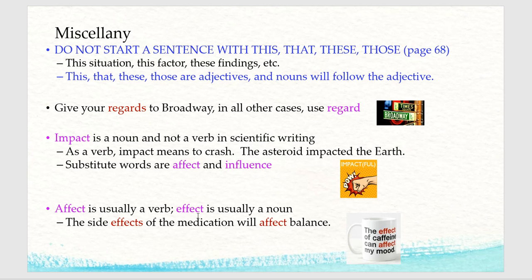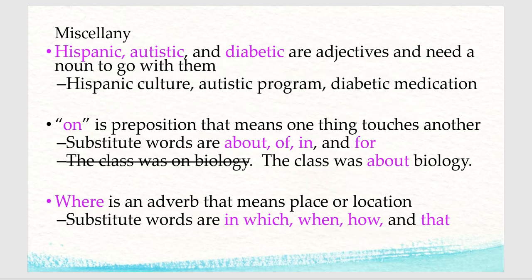Affect is usually a verb and effect is usually a noun, but they both can be nouns and they both can be verbs. So I put these sentences here to help you. The side effects of the medication will affect balance, and the effect of caffeine can affect my mood. These words that end in IC, Hispanic, autistic, and diabetic, are adjectives, and they need a noun to go with them.